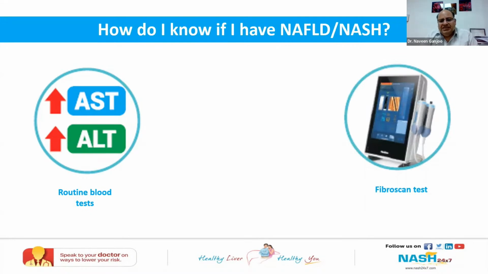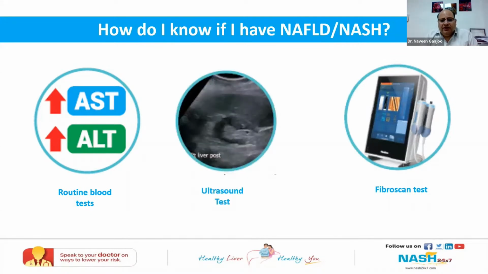Now the second thing, fibroscan. Before that, normally you go for an ultrasound and you say, okay, I've done my ultrasound and there is fatty liver. If there is fatty liver, you know, okay, this is the beginning of NAFLD. Now, how do you know you have NASH? One, if AST, ALT is more. And second, there is one more test called fibroscan.